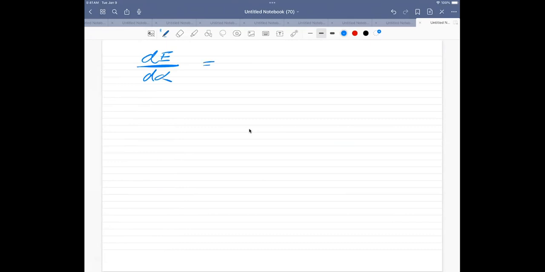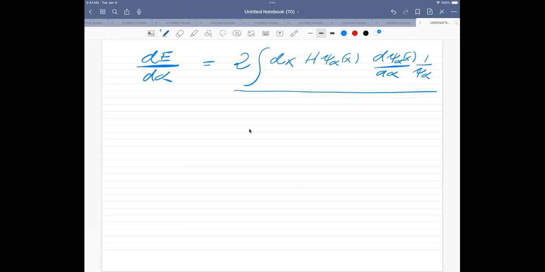So it shouldn't be a surprise here. If we now just write this out, we get a factor of 2. I'm using the hermiticity of the problem which we have at hand. So I have a d of x. I'm going to get an H times psi alpha of x, but I'm also going to have a derivative d of psi alpha of x of d alpha, divided by psi of alpha. And this is divided. So I'm just using the standard rules for taking derivatives.